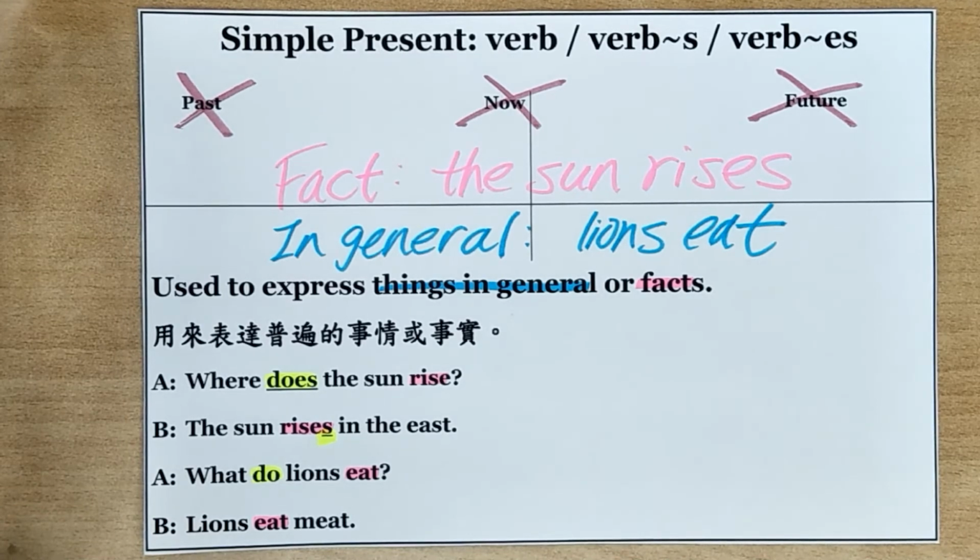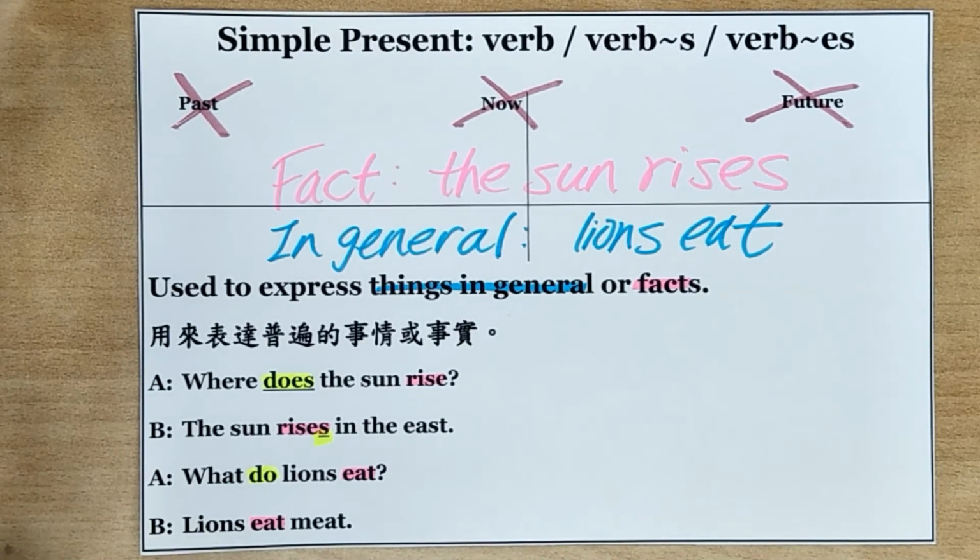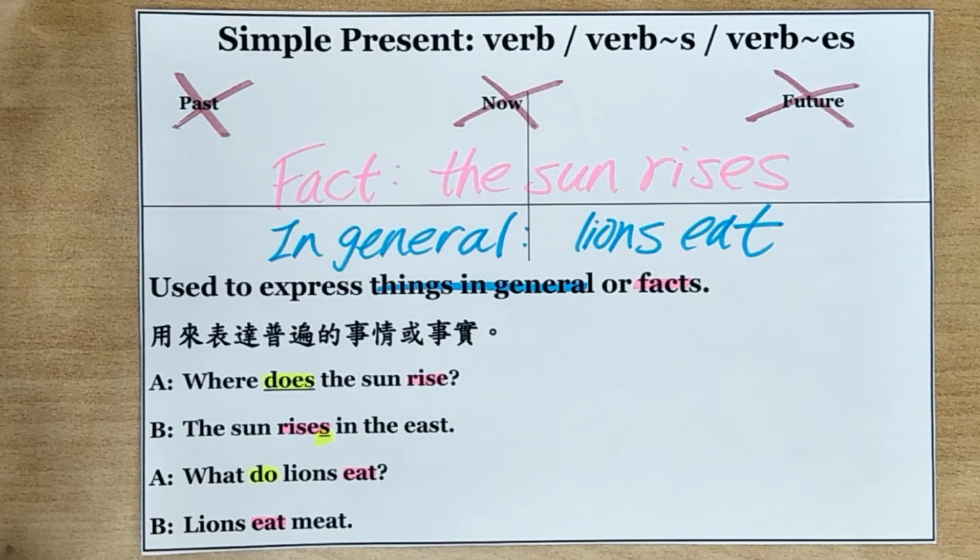All right, let's illustrate simple present. Remember, simple present: verb, or verb plus S, or verb plus ES. The simple present is used to express things in general or facts. For example, A: Where does the sun rise? B: The sun rises in the east.